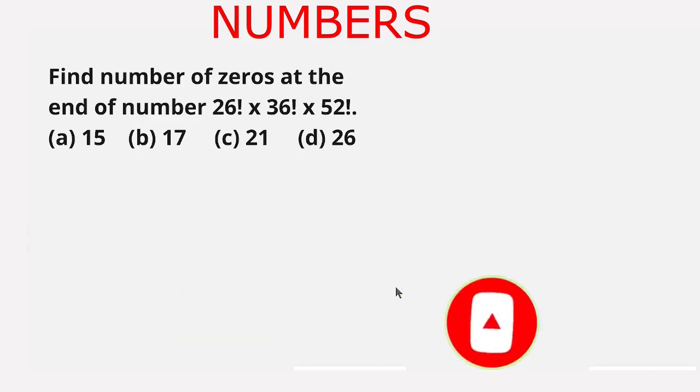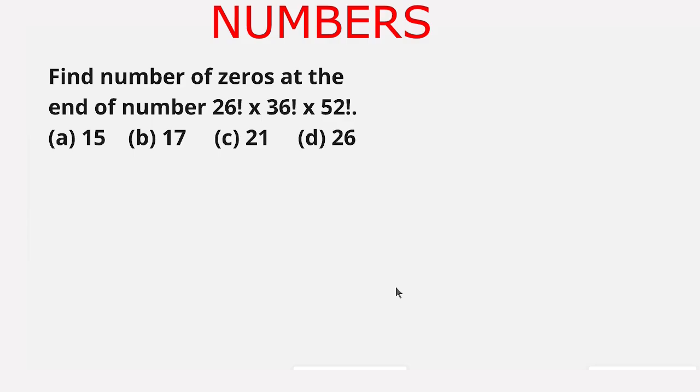For finding the number of zeros at the end of the given number, we have to find the power of 10 in the given number. But 10 is not a prime number, and 10 is equal to 2 multiplied by 5. So we will find the power of 5 in the given numbers, and that will be the power of 10 in the given numbers, as the power of 2 will always be more than the power of 5 to make it a power of 10. So we will only find the power of 5.